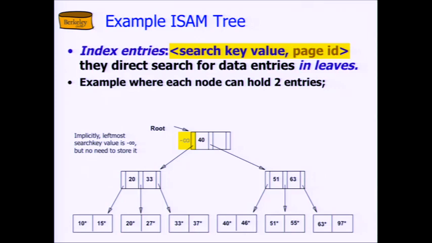But sometimes people get a little confused when we talk about the index entry being a search key value and a page ID. We're getting that leftmost search key value for free, right? So there's one more pointer than there really are search keys on the page. Make sense? And obviously, every page you can think of as having negative infinity off to the left.